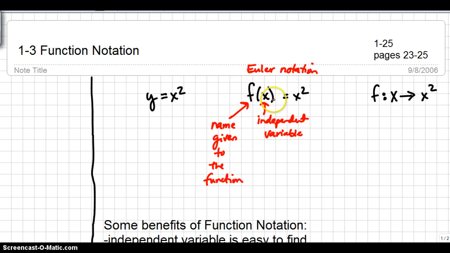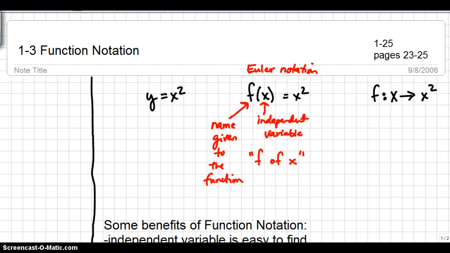The way that you pronounce this portion of the function when you say it out loud or read it out loud is you say f of x. So when you see those parentheses, you don't say parenthesis x, you say f of x.